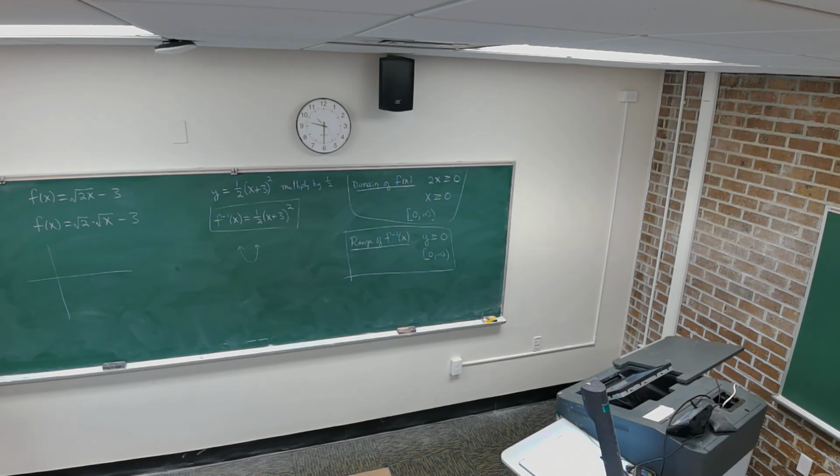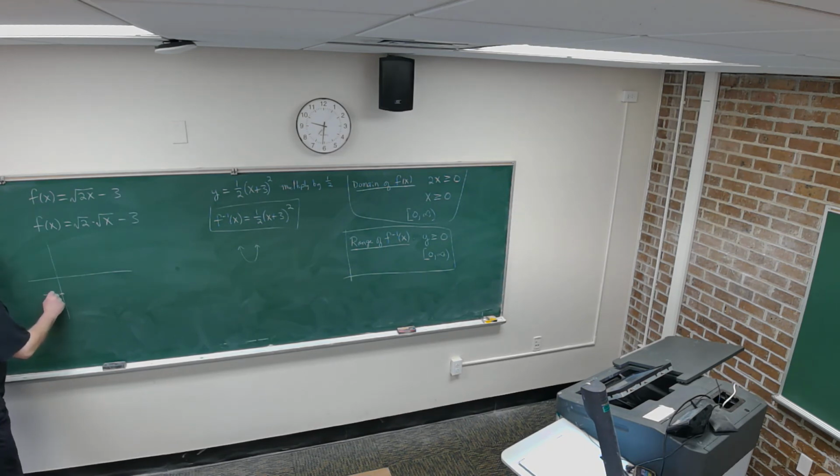And so the domain for square root of x is all real numbers greater than or equal to 0, and the range for the square root of x is all real numbers greater than or equal to 0, right? So the x coordinates start at 0 and go to infinity. The y coordinates start at 0 and go to infinity. So we stretch this by a factor of square root of 2 and then shift it down 3 units.